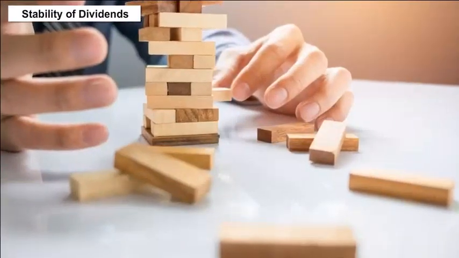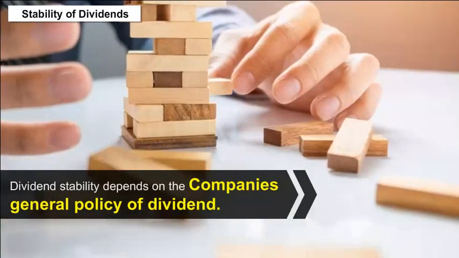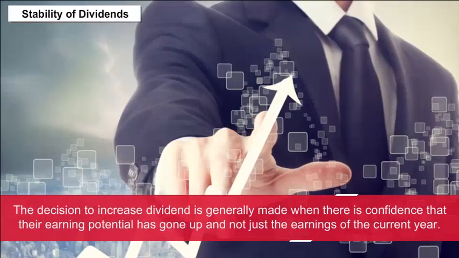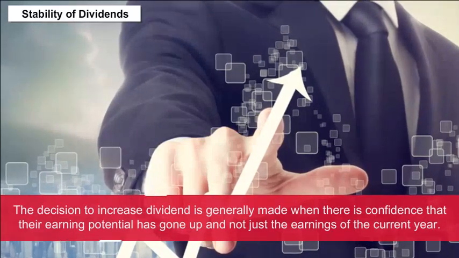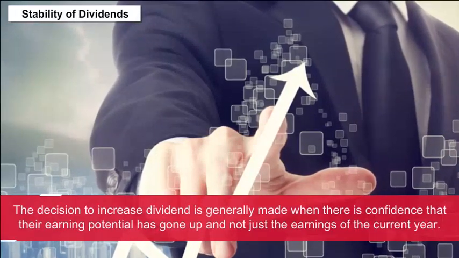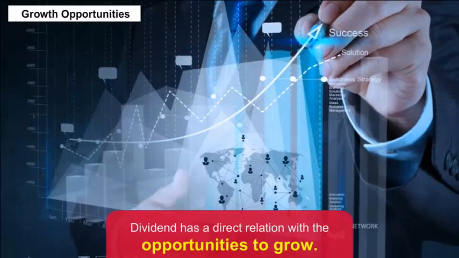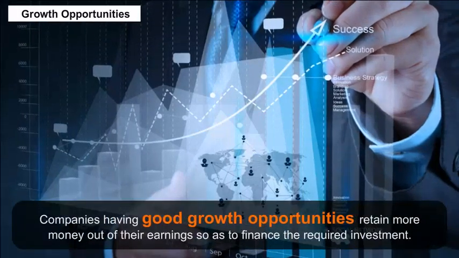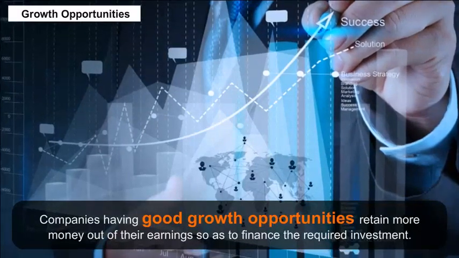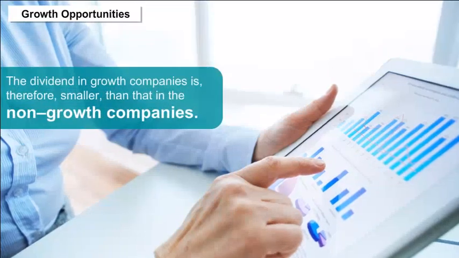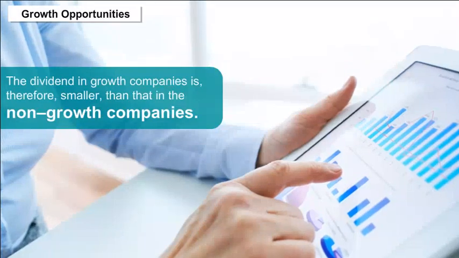Stability of dividends. Dividend stability depends on the company's general policy of dividend. The decision to increase dividend is generally made when there is confidence that their earning potential has gone up and not just the earnings of the current year. Growth opportunities. Dividend has a direct relation with the opportunities to grow. Companies having good growth opportunities retain more money out of their earnings so as to finance the required investment. The dividend in growth companies is, therefore, smaller than that in non-growth companies.